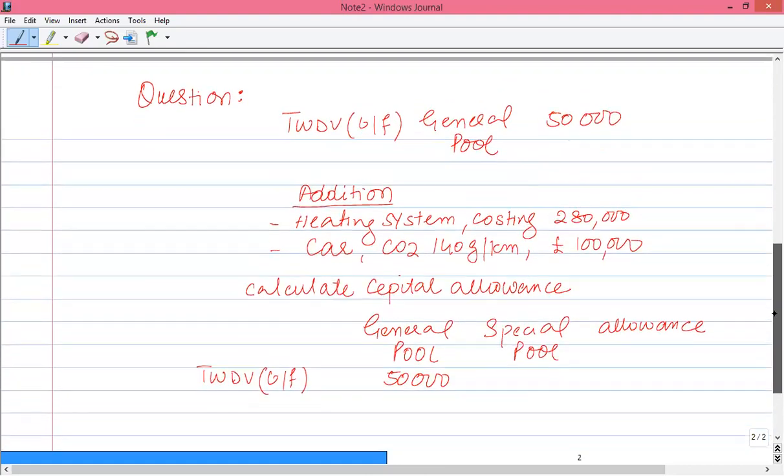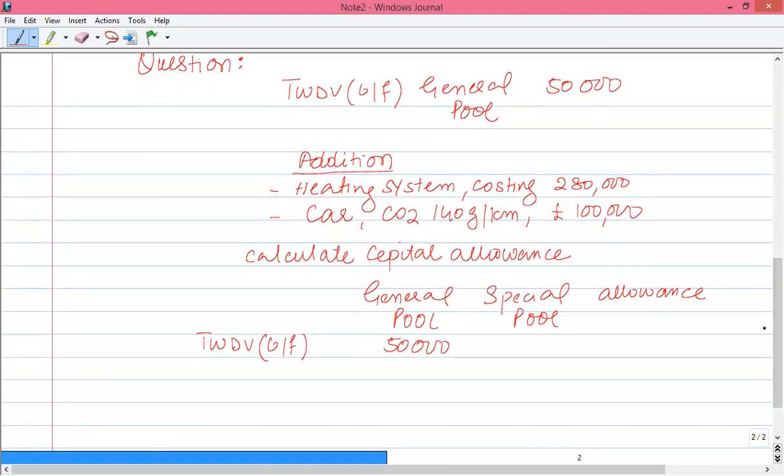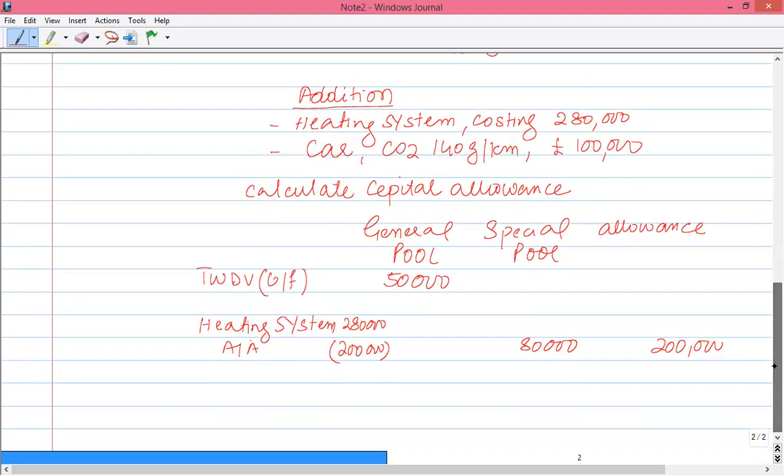As we know, the AIA is up to 200,000, and AIA is available on main pool items as well as special pool items too. So the heating system is available for the annual investment allowance, and we have 280,000 of investment, and AIA available is 200,000. So we have claimed AIA of 200,000, and the surplus is now transferred to the special pool item. And then we have a car. The car balance is directly transferred to the special pool because of the nature of the item.